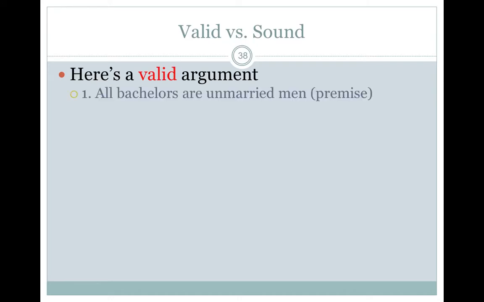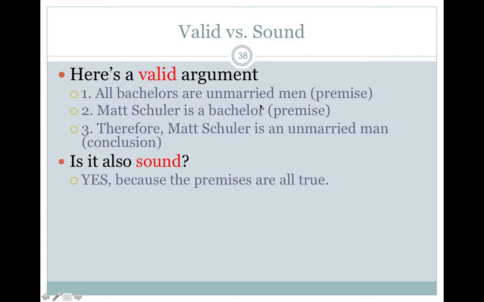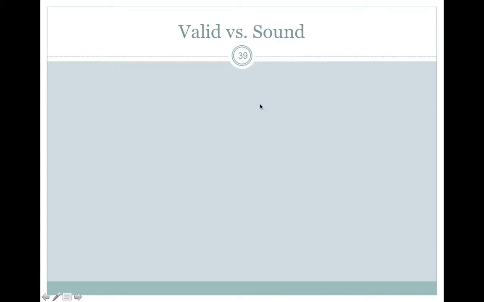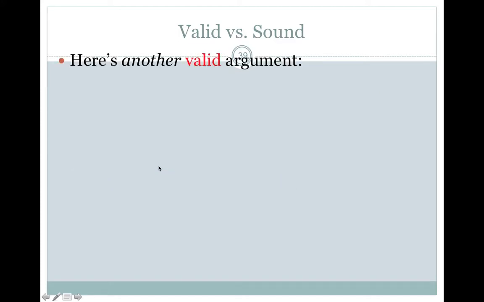So here's a valid argument. All bachelors are unmarried men. Matt Schuler is a bachelor. Therefore, Matt Schuler is an unmarried man. Why is that argument valid? Because if these premises are true, then this has to be. Is it also sound? Well, now you need to ask yourself, are these premises actually true? As it turns out, yes, they are. This is true, and so is this. So it's a valid argument and a sound one.